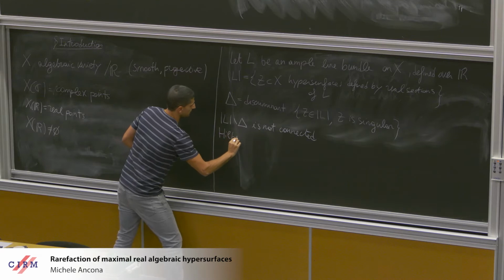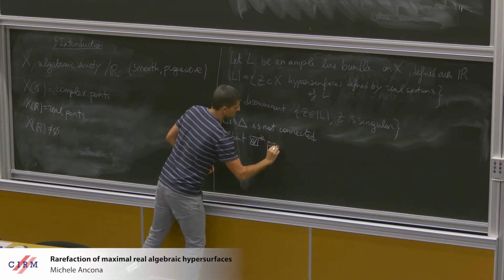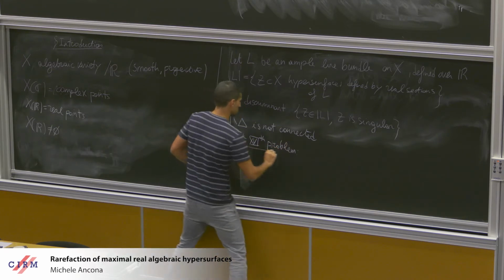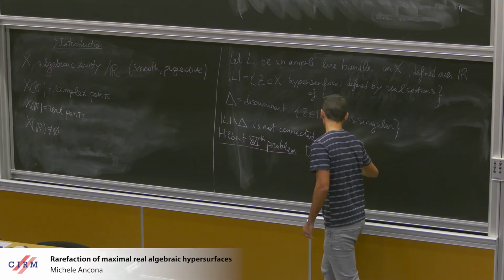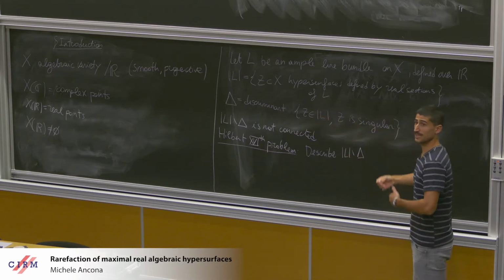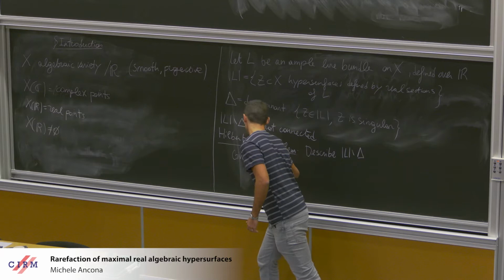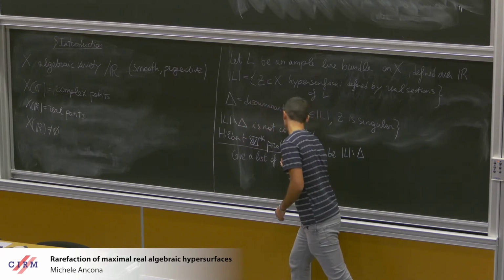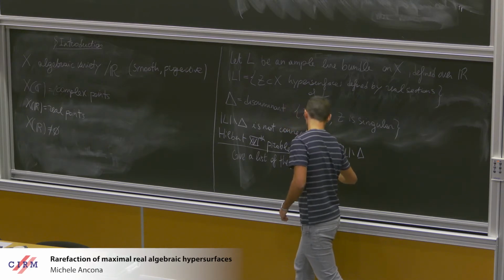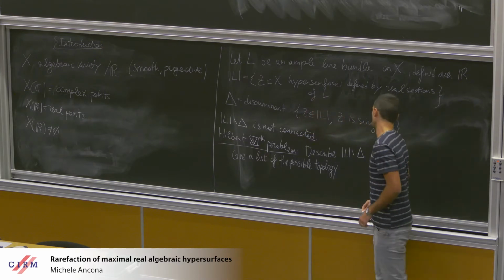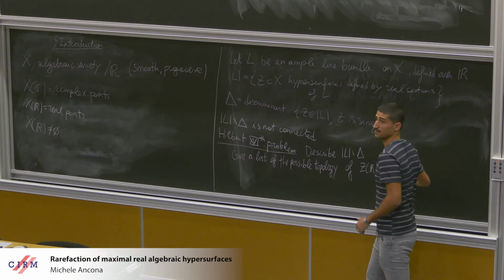So a general and modern version of Hilbert's 16th problem is to describe the complement of the discriminant, say, give a list of all the possible topologies of the real locus of hypersurfaces defined by L.